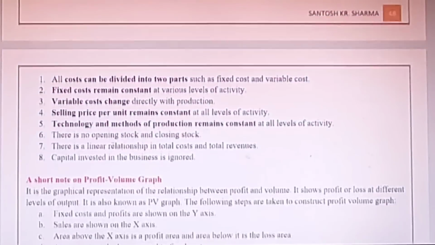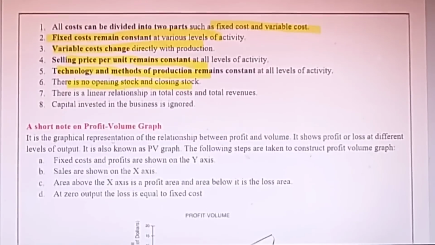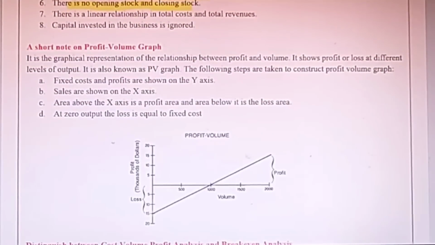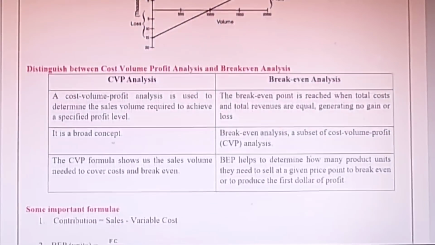Some assumptions are there like cost should be divided into fixed and variable cost. Fixed cost should not change. Variable cost changes with production. Selling price per unit remains constant, and the technology and methods of production remain constant. There is no opening and closing stock. तो ये कुछ assumptions हैं, because इन assumptions के बिना हम लोग इसको prove नहीं कर सकते. Then ये profit volume graph more or less इसी के जैसे ही है.